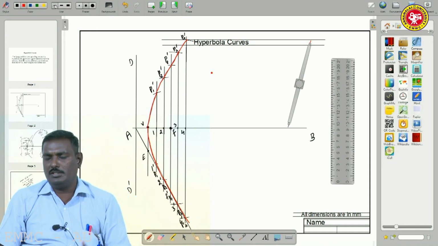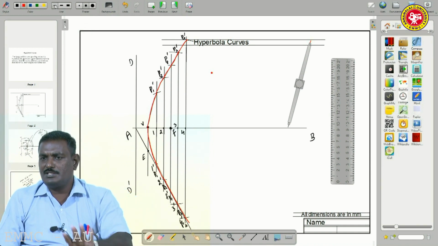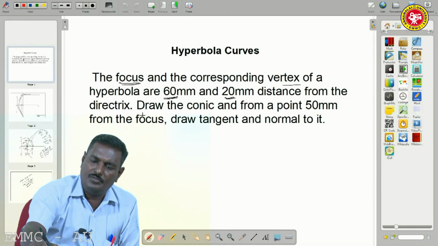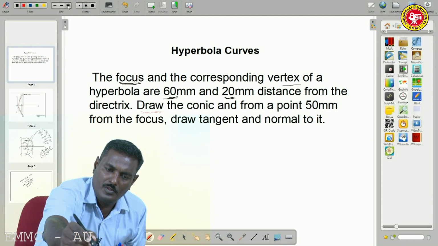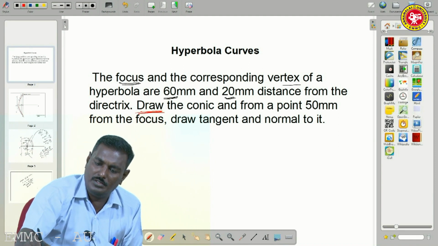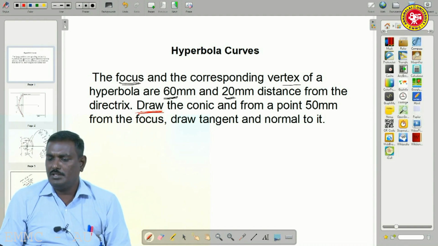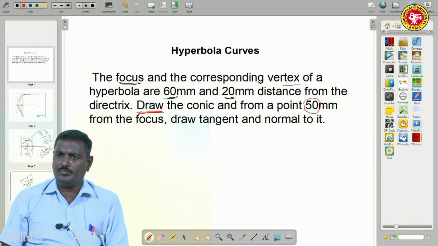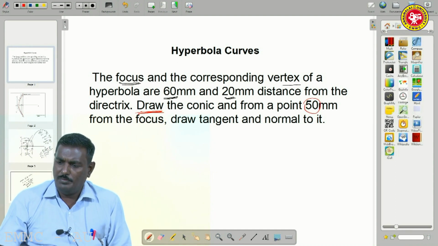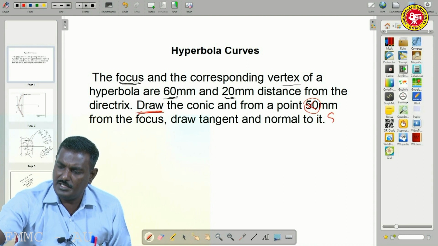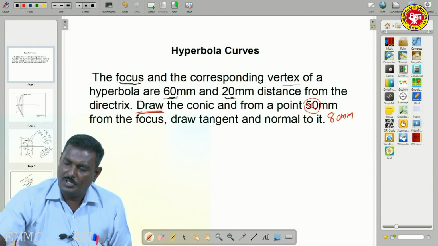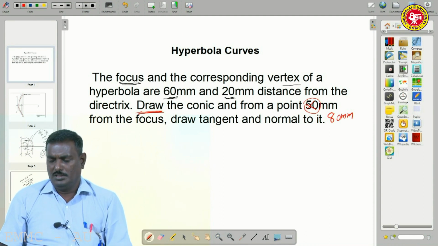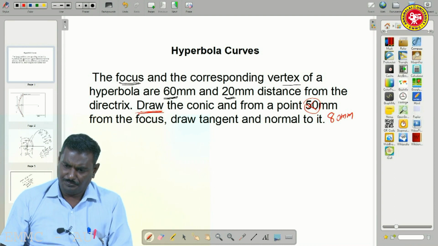Yeah, but this problem is not over, because we have only constructed the hyperbola. As per the problem, we have drawn the conic, and what about the point at 50 mm? Here it's given 50 mm. So instead of 50 mm, we take 80 mm, because the campus, what we see, is 5.3 centimeters. So you have to take 80.